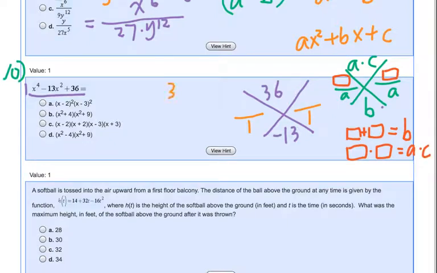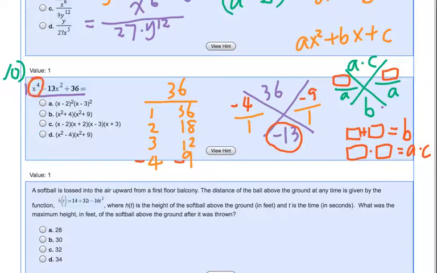So for 36, you can do 1 times 36, adding is not 13. So I'll do 2 times 18. No, it's not 13. 3 times 12, it's not 13. 4 times 9. Yeah, this is 13. But since I'm looking for negative 13, I change the sign for both. Adding together get negative 13, and I multiply, get the positive 36. That's why this is my answer: negative 4, negative 9.